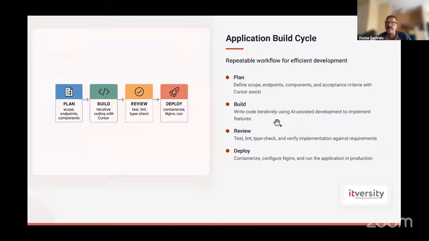Once the plan is done, we'll write the code iteratively for the features you want to build the application for. And then we'll review. We'll see whether the application is working as per the expectations or not. That's where the testing happens. And then finally, we will containerize using Docker. We'll configure Nginx and we'll run the application. I'll not be covering the details about deploying in production, but that is what we typically do. We containerize, we configure Nginx, and we deploy in production.